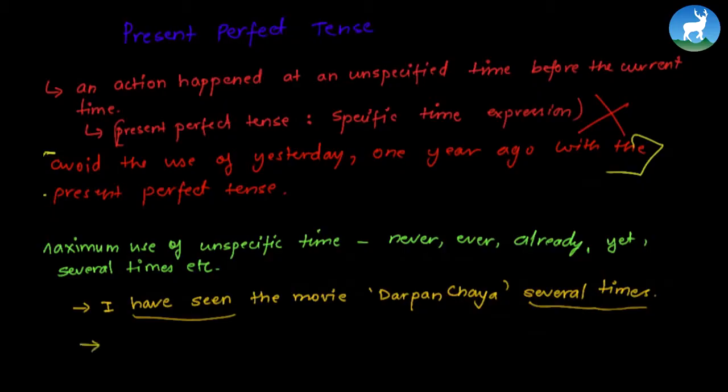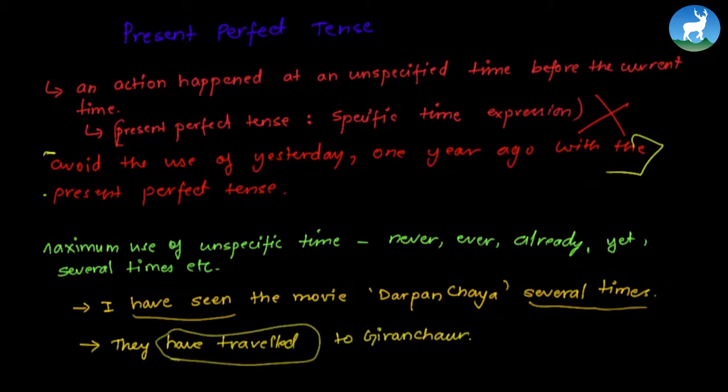So let's look at another example. They have traveled to Girantor. This is the present perfect form, and we have not used any time expressions here. So now I'll list some of the situations where you can use the present perfect tense. The first case: I'll write a short form of present perfect tense. I choose it to be PPT. It means the present perfect form.